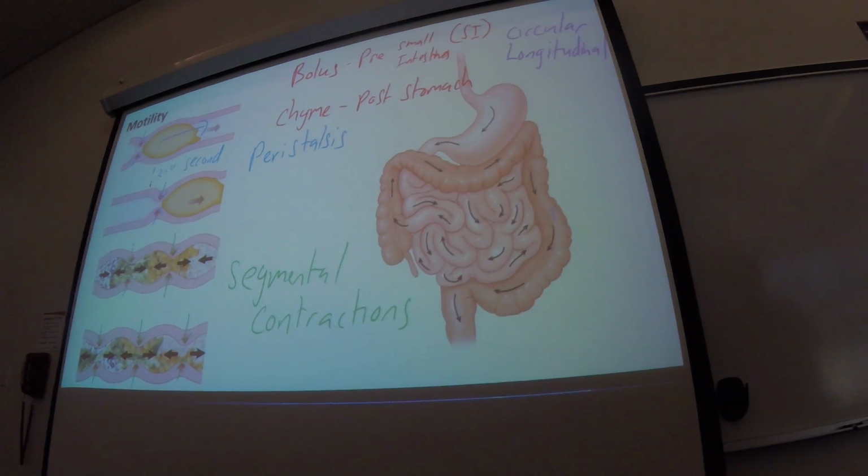We good? All right. The third type of movement happens when there's no food around. And we generally call this migrating motor complex. And this is basically cleaning up house.